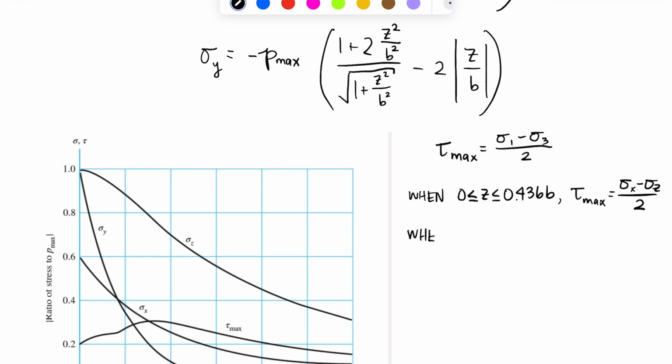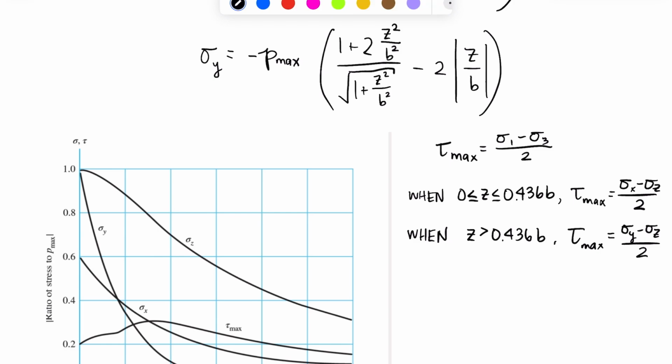Then once z is greater than 0.436 times b, tau max is equal to sigma y minus sigma z over 2. So depending on how deep you are in your sample, or how deep you are in your cylinder that you're trying to analyze, you may need to use this equation or this equation.